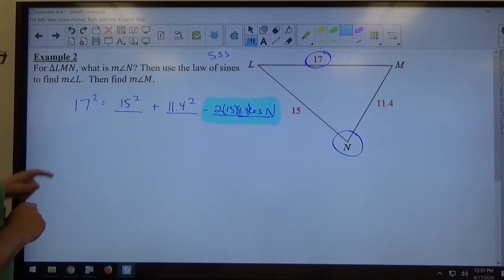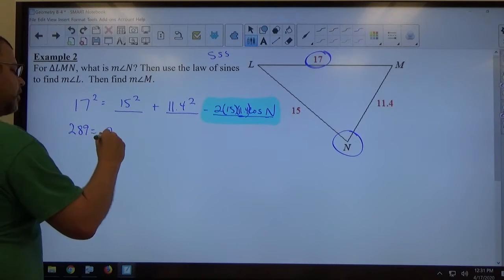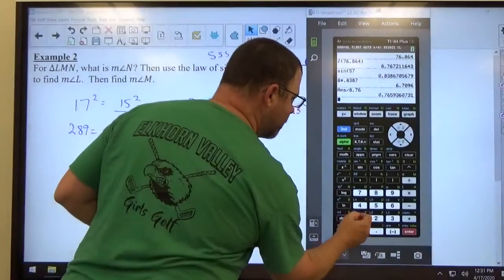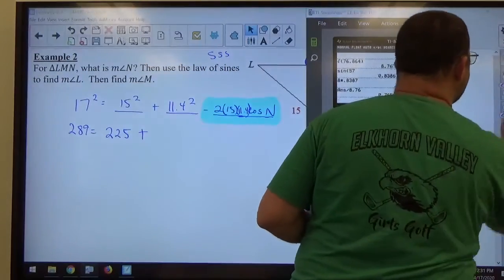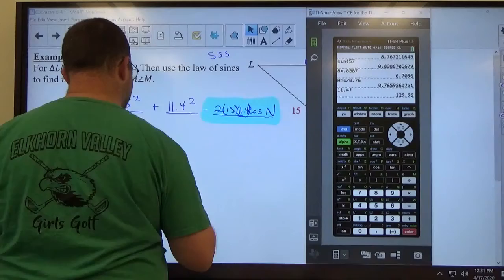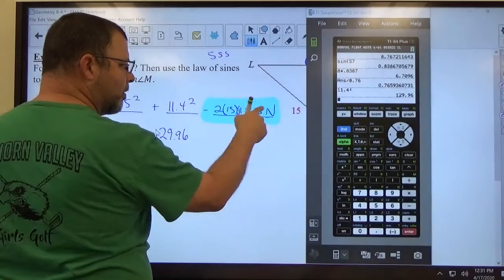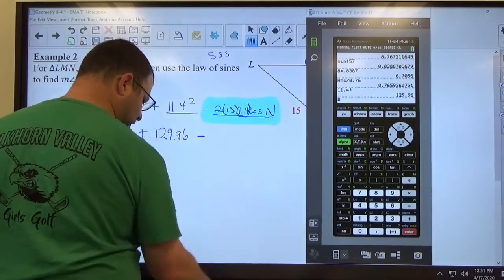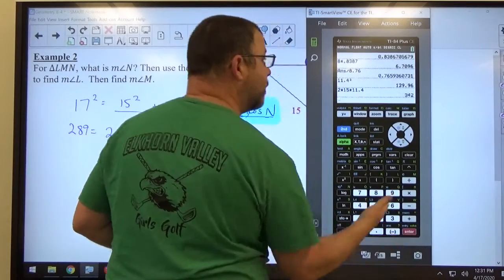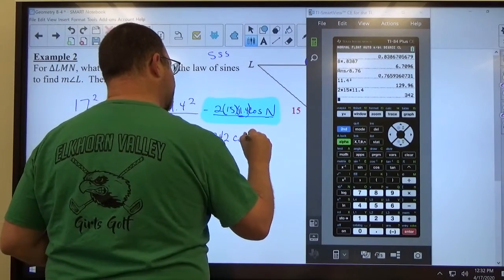So what I'm going to do is square all these numbers. 17 squared is 289. 15 squared is 225. 11.4 squared, I don't know off the top of my head, so I'm going to type that in. That is 129.96. And then notice it's minus, positive, positive, positive cosine. So minus stays minus, and I simply have to multiply 2 times 15 times 11.4 to get the new number in front, which is 342. So 342 cosine of N.